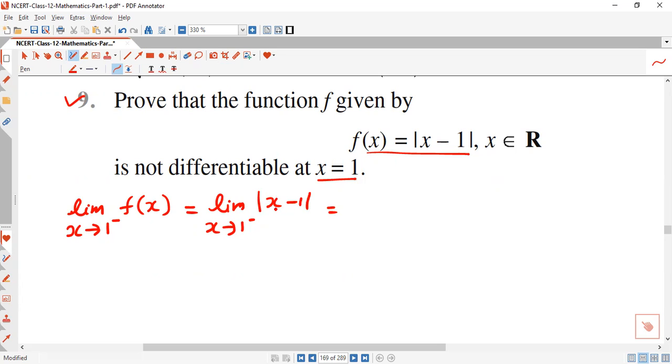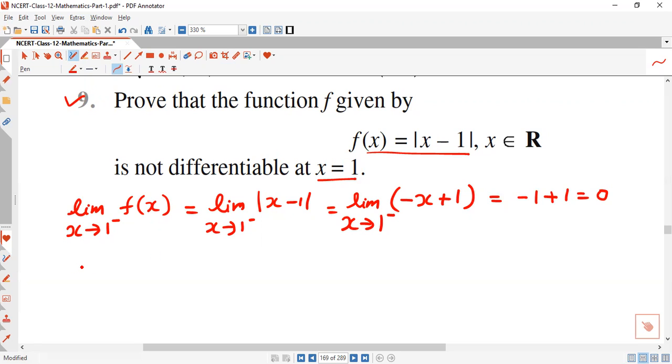Say h is less than 1, so this is a negative number. This negative number comes out of the modulus, so the limit as x tends to 1 minus of |x - 1| becomes, with a minus sign, minus x plus 1. Now we put the limit x equal to 1. We get minus 1 plus 1, and that comes out 0.